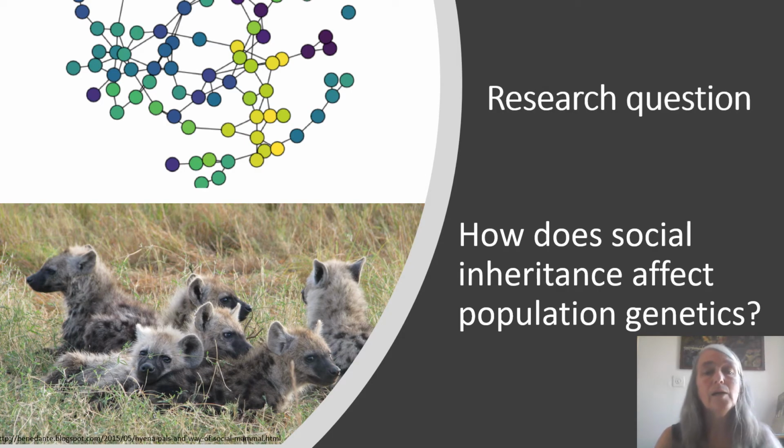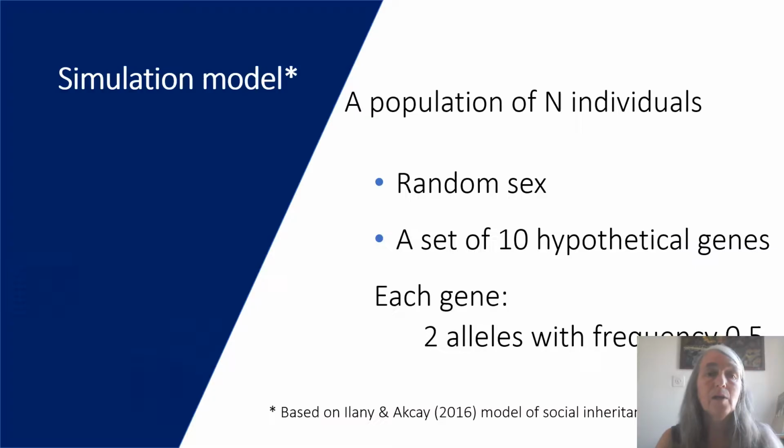Now, in this study, I investigated the question of whether and how social inheritance affects the genetic structure of the population. And in order to assess this question, I used simulation models. My model consists of a population of n individuals, which are randomly sexed, and each one receives a hypothetical set of 10 random genes, where each gene has 2 alleles, and each allele has an initial frequency of 1/2.